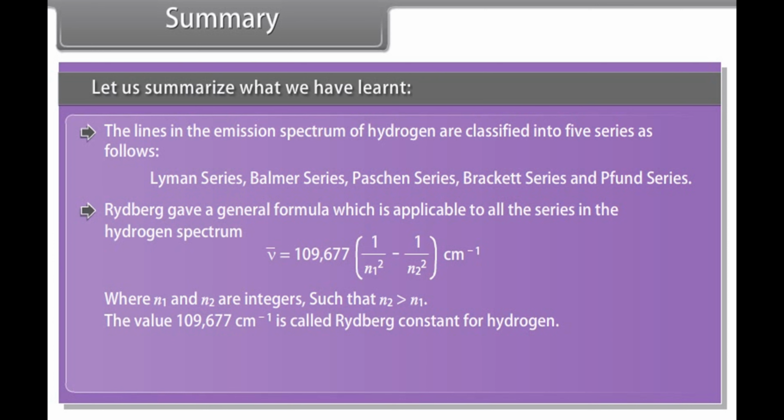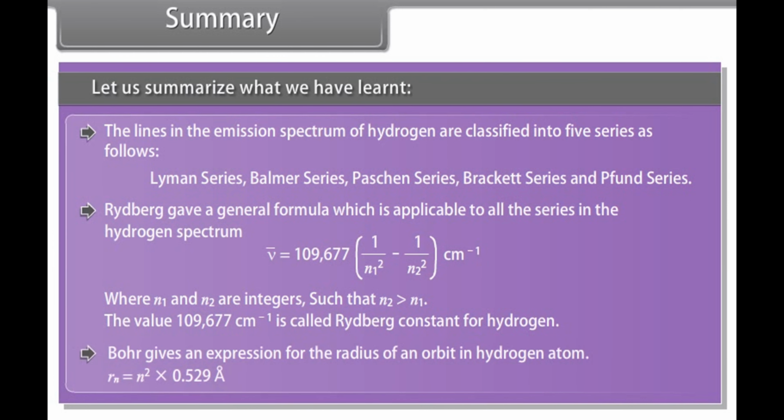Rydberg gave a general formula which is applicable to all the series in the hydrogen spectrum. The value 109677 per centimeter is called Rydberg constant for hydrogen. Bohr gives an expression for the radius of an orbit in hydrogen atom. Rn is equal to n square into 0.529 angstrom.